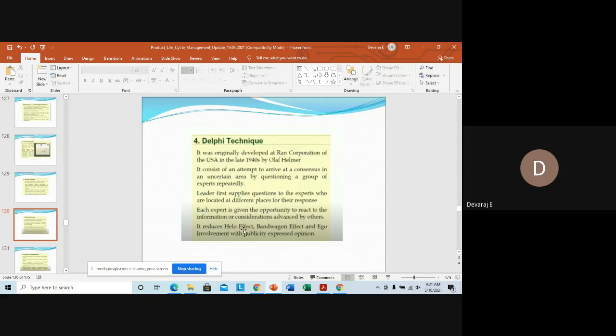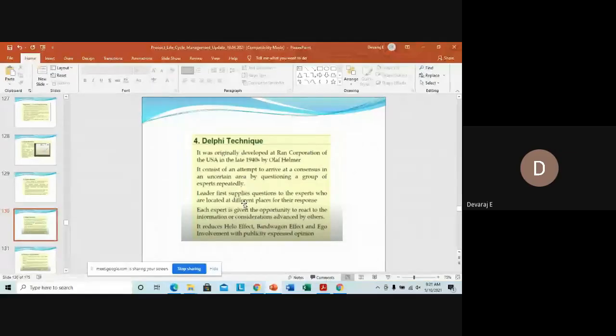You can see here it was originally developed at RAND Corporation of the USA in the late 1940s by Olaf Helmer. So this was introduced by Olaf Helmer. Be careful, you should know this technique was introduced in the 1940s. It consists of an attempt to arrive at a consensus in an uncertain area by questioning a group of experts repeatedly. So it is very important. They'll be asking the experts questions repeatedly.